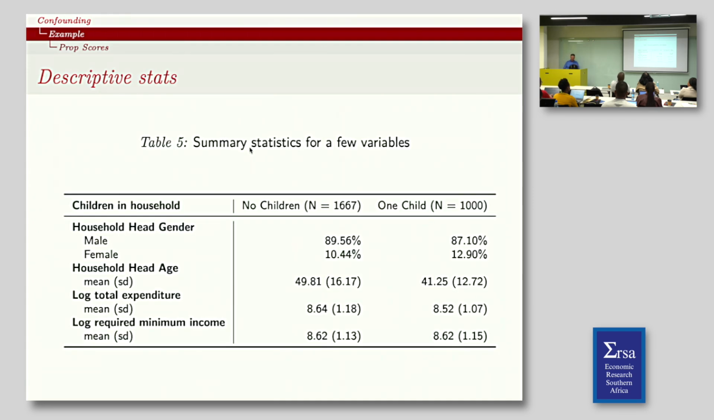So here's a couple of summary statistics from this data. I've got basically 2,500 observations, household head gender. All right, pretty much it's really quite similar across the groups. Household head age is different, right? This probably isn't that surprising. The slightly older household head is less likely to have a child in the house.